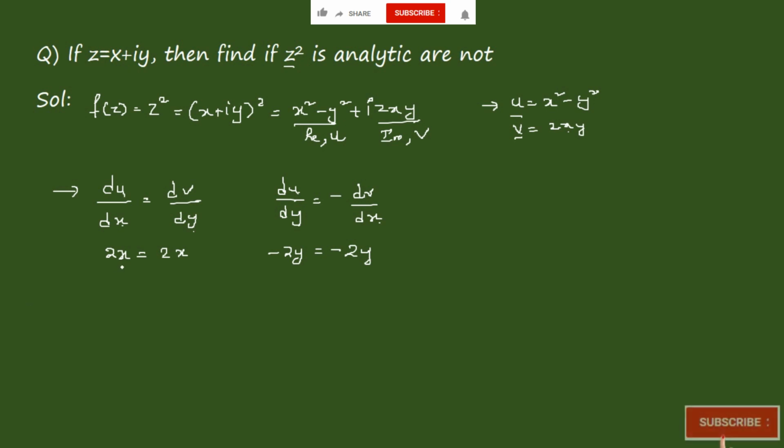Now you can see that 2x is equal to 2x got satisfied, and minus 2y is equal to minus 2y got satisfied. Both of them got satisfied, and the differentiation of u and v with respect to x and y is also satisfied. So we can say that f of z, which is equal to z square, is nothing but an analytic function. Okay.